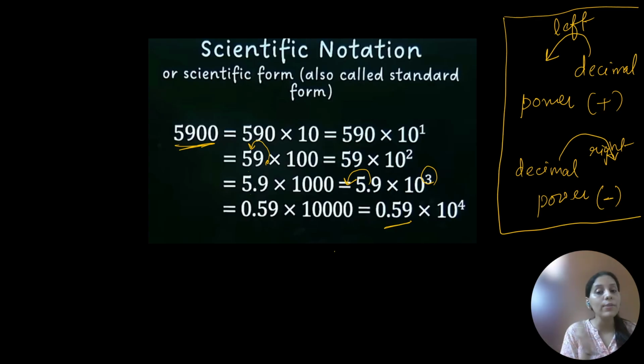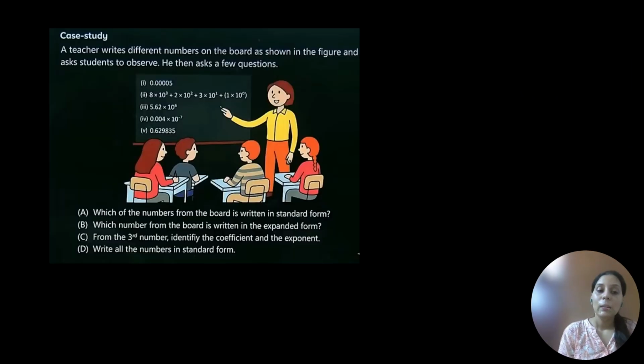Plus 4 hoga, not -4. So let us see some questions and I hope you'll understand. This is again a case-based study, very, very important. A teacher writes different numbers on the board as you can see, and he then asks a few questions. Here you can see all of them. Which of the following from the board is written in standard form?